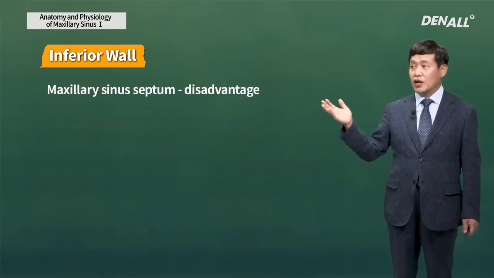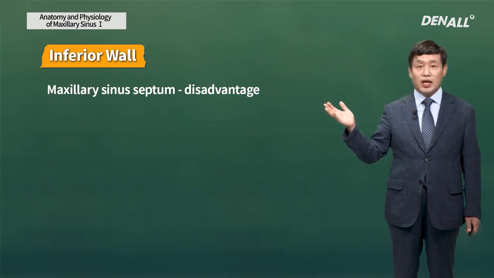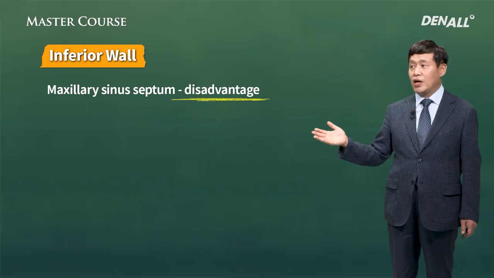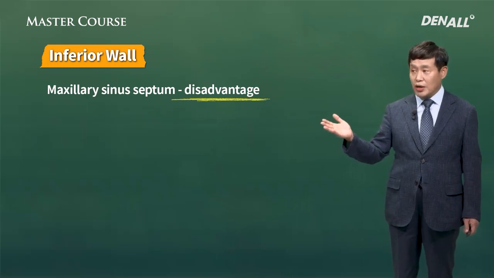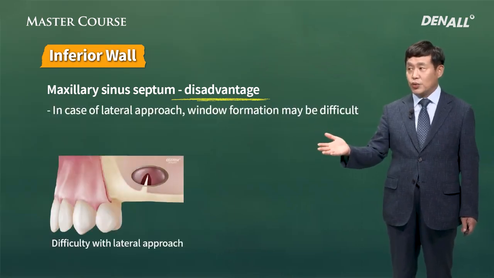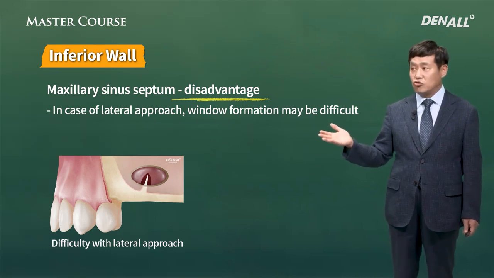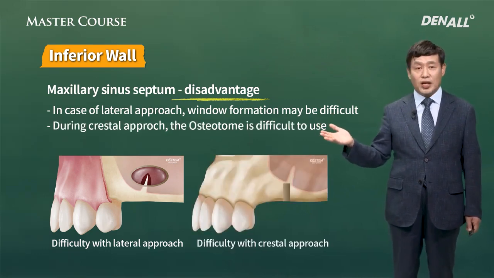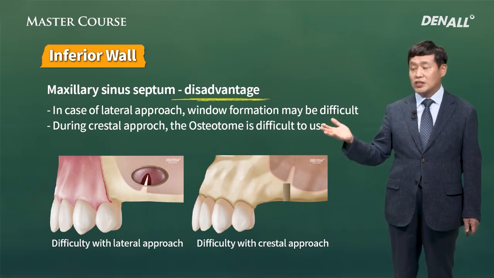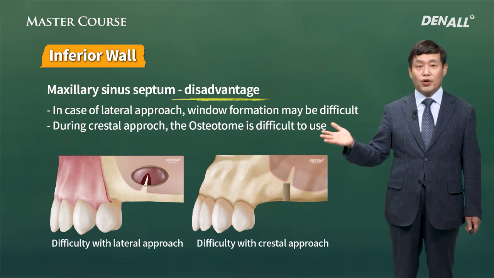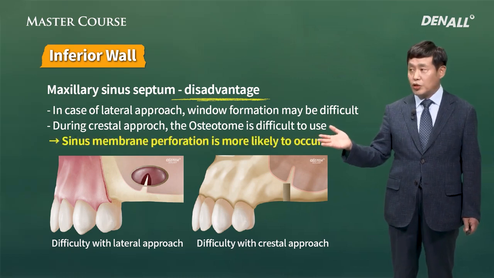However, in general, the septum works as a disadvantage, especially for a lateral approach. If there is a septum, it can pose a problem in creating a window. And septum also can be a problem with the crestal approach. Sinus perforation can easily be made.